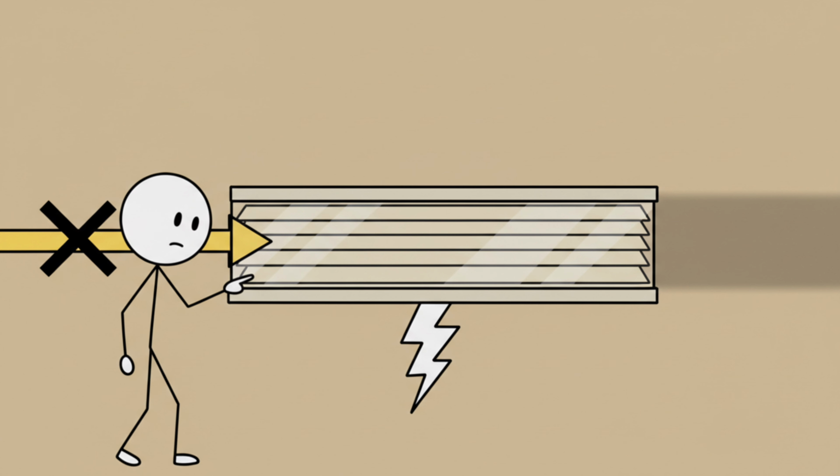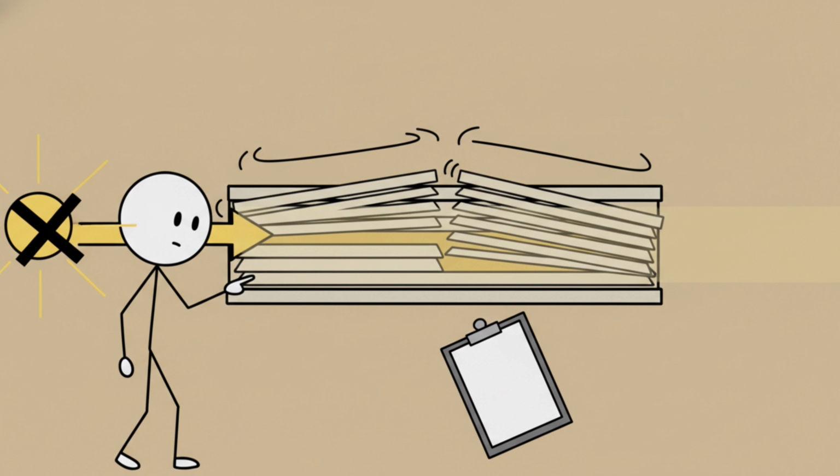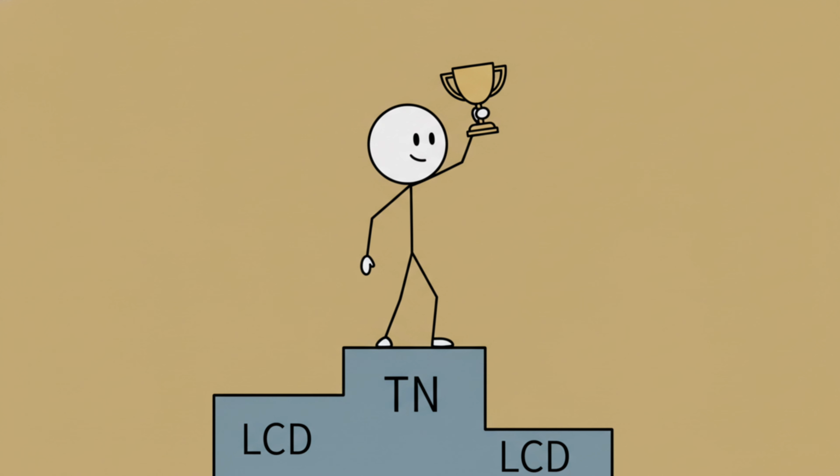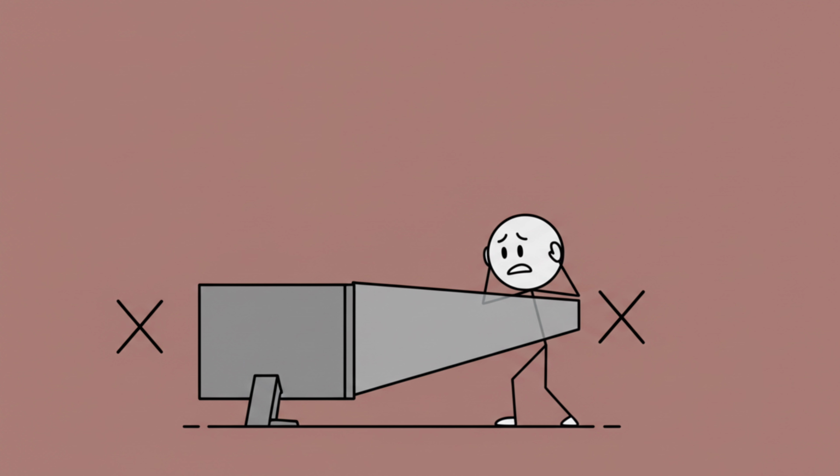Think of it like Venetian blinds. TN crystals tilt completely when you apply power, just like blinds rotating to block sunlight. The specs here are all about speed. TN panels have response times of 1 to 4 milliseconds, making them the fastest LCD type available. They can push refresh rates over 240 Hz.